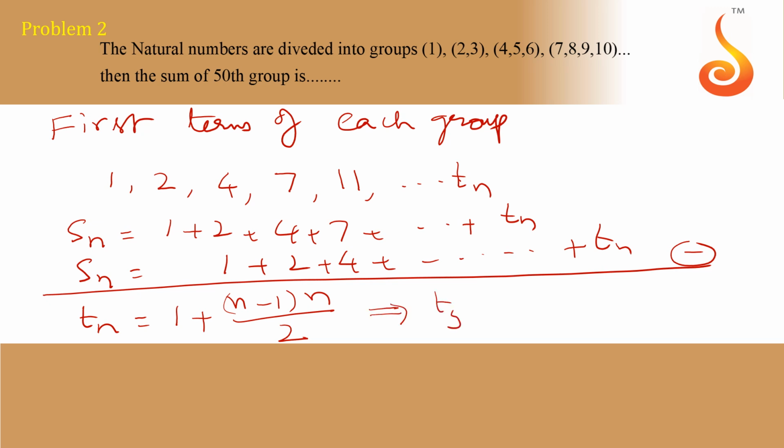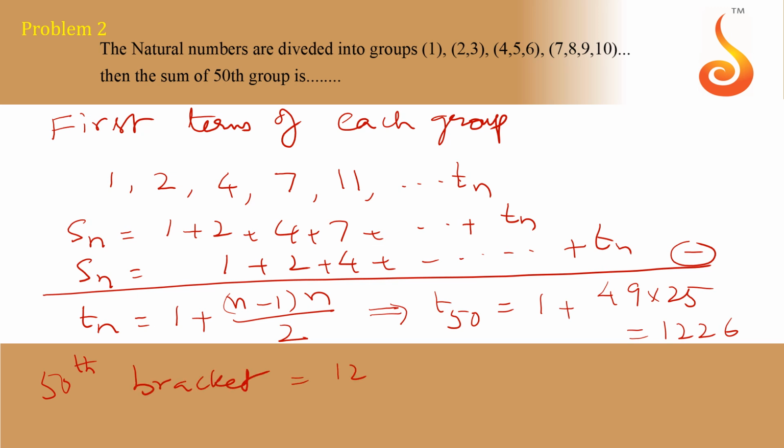So if I put T50, I will be getting the 50th term, which is nothing but the first term of the 50th bracket. So 1 plus 49 into 50 by 2, 25, which is equal to 1226. So what will be the 50th bracket? 1226, 1227, so on 50 terms. So this is an AP, a you know, d you know, n you know. Find the sum. So the sum of the 50th bracket.